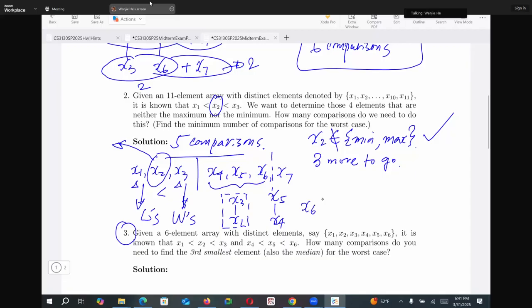x6 can join both winners group and the losers group. Winners group, we need to include it. Losers group, we also need to include it. So that's winners group. That's the losers group. Include it.